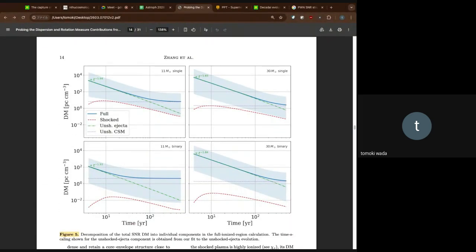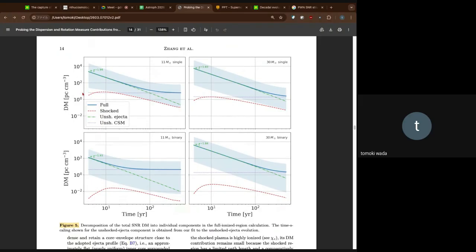Because they did simulation, they can estimate which component contributes significantly to the dispersion measure. This figure shows that structure. The blue line shows the full dispersion measure, and the green line shows the unshocked ejecta. This is supernova ejecta. The red shows shocked supernova ejecta, and this dotted line is the circumstellar matter around the supernova ejecta.